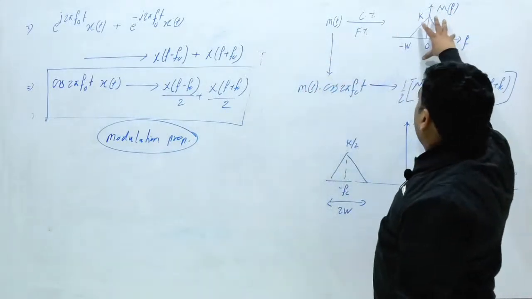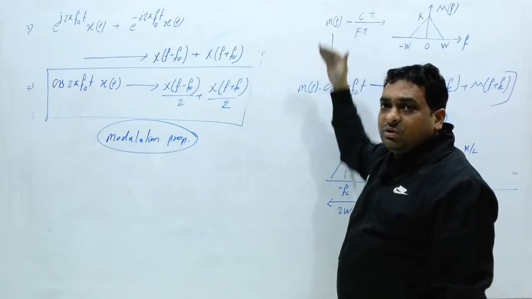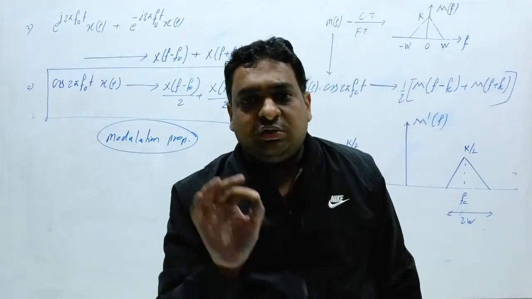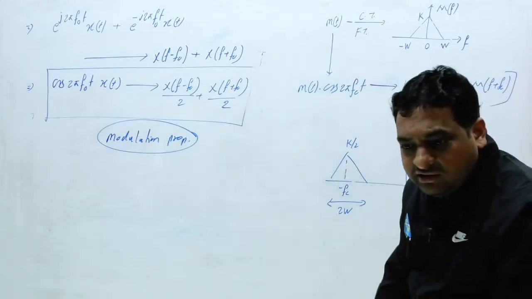If you multiply by cos here, this signal will be shifted one time left and one time right, and the amplitude will be half. Clear this thing? So both-sided multiplication by cos should be very clear to you. Getting this property? Clear this property?